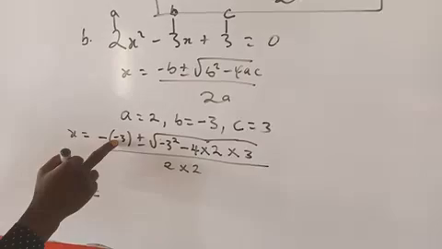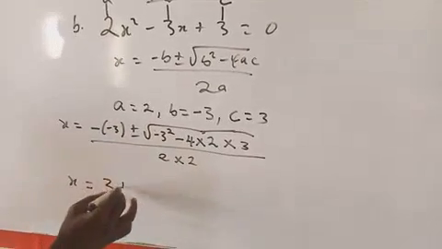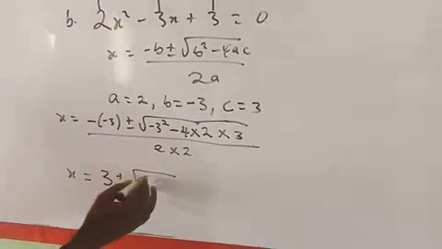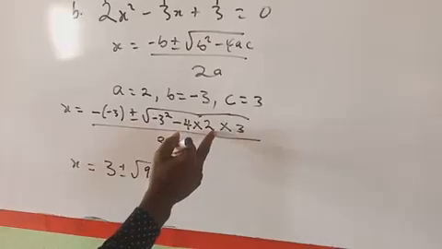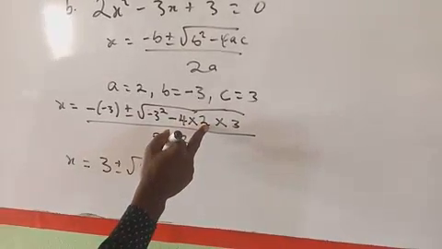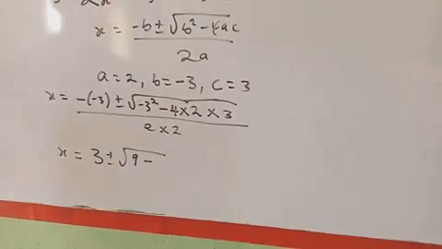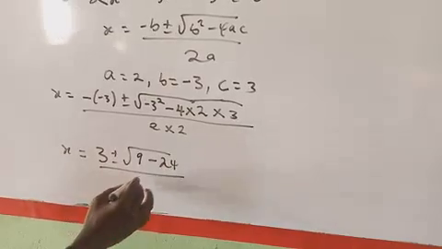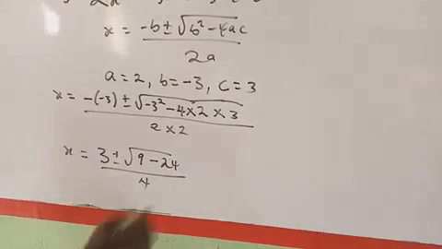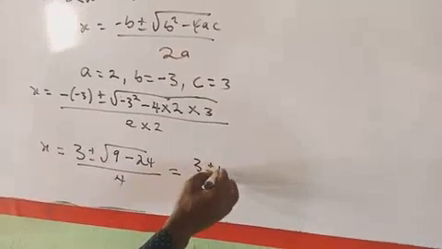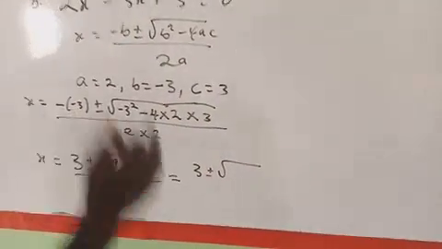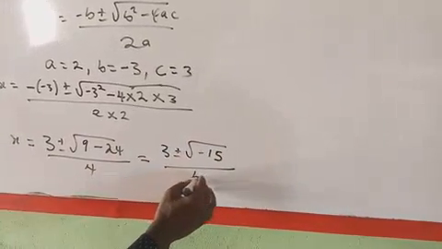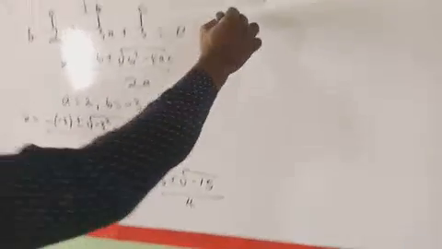Now take note, minus times minus here is plus, so I have just 3 there, plus or minus the square root of minus 3 squared, which is minus 3 times minus 3, giving me 9, minus 4 times 2, which is 8, 8 times 3 gives me 24, all divided by 2 times 2, which gives me 4. If I simplify this further, I have 3 plus or minus the square root of 9 minus 24, which gives me minus 15, divided through by 4. So I'm going to continue from this part here.